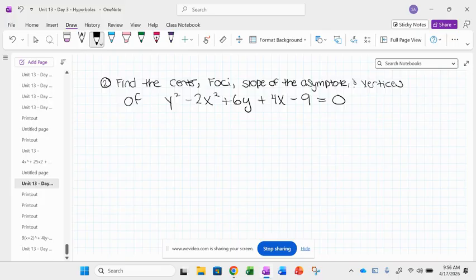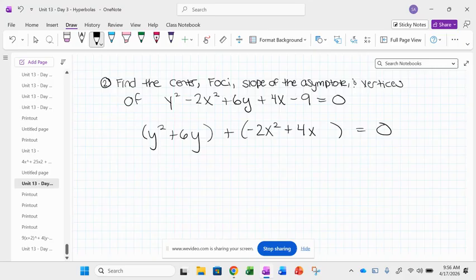So I'm going to group together the like variables: y squared plus 6y, we always put a plus in between for now, negative 2x squared plus 4x equals 0. Can I complete the square if x squared or y squared has a leading coefficient? No. Do you see how x squared has that negative 2 as a leading coefficient? I'm not allowed to complete the square. Oh, sorry. What did I forget to do? Add the 9 over. Thank you.